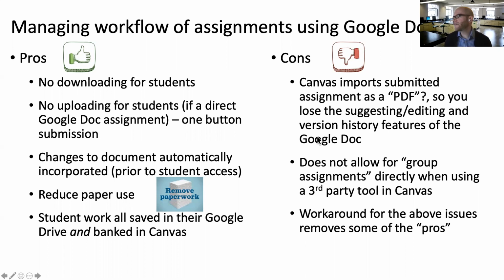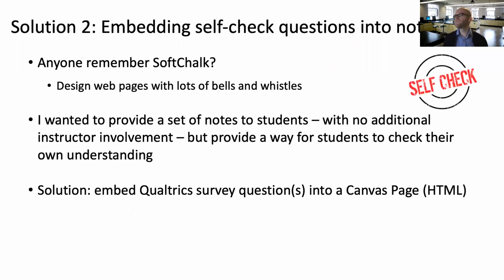If you embed things directly into Canvas, you can't do group assignments, but there are some workarounds. But when you use that workaround, you lose some of these powerful things about that direct submission back and forth from Canvas. So, any questions on that before I move on to the other examples I have here? Okay, so these are a little quicker.